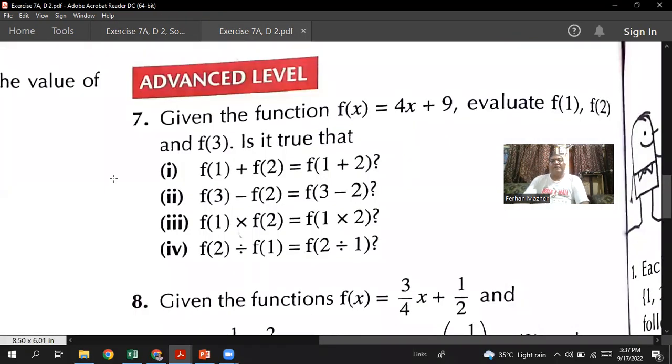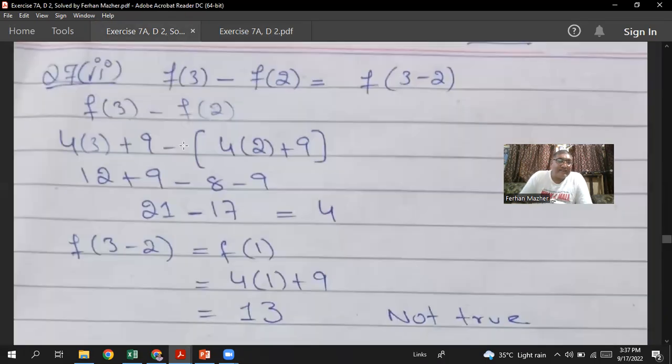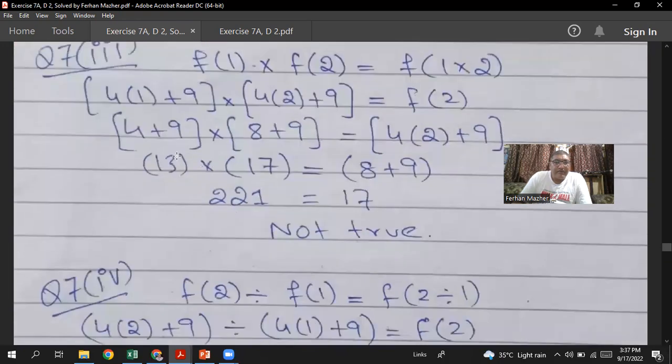In the third part, it says f of 1 multiply f of 2 is equal to f of 1 multiply 2. Okay, so let's see. f of 1 multiply f of 2 will be equal to f of 2. Is this true or not?